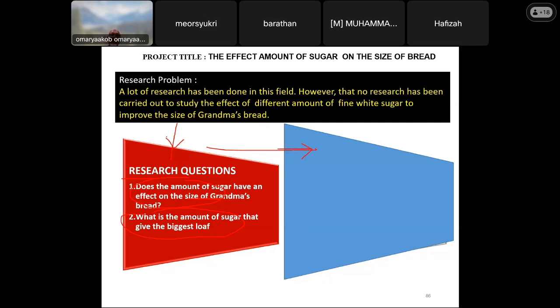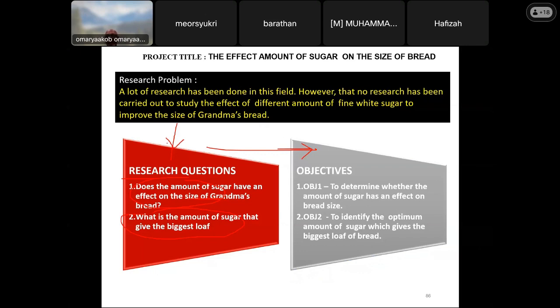Okay, to identify the amount of sugar. Right, let's see what's written here. Okay, right. So both got it right. To determine whether the amount of sugar has an effect on bread size, and to identify the optimum amount of sugar which gives the biggest loaf. All right. So you see how they are very much related.